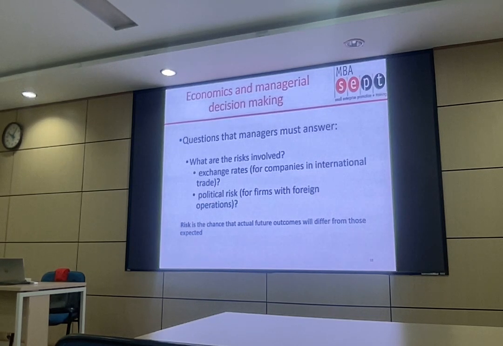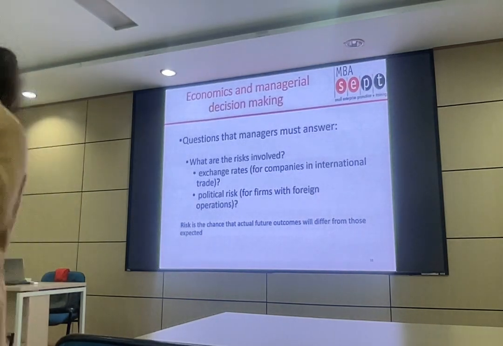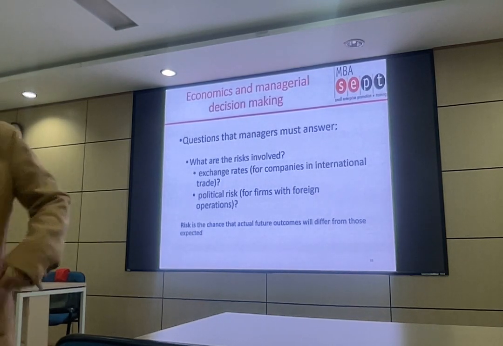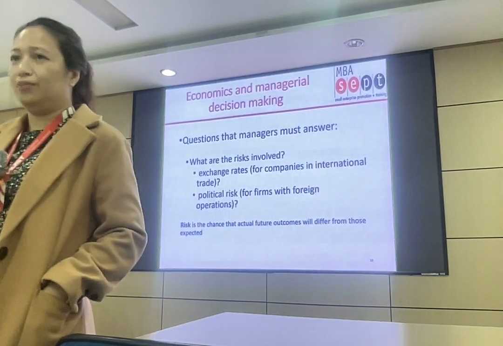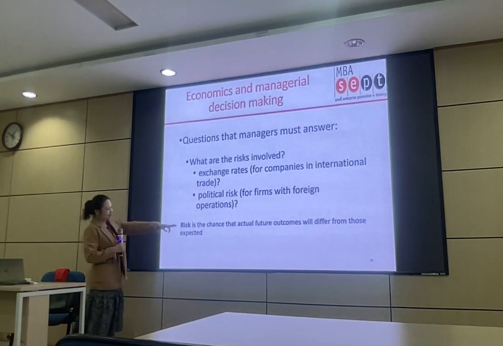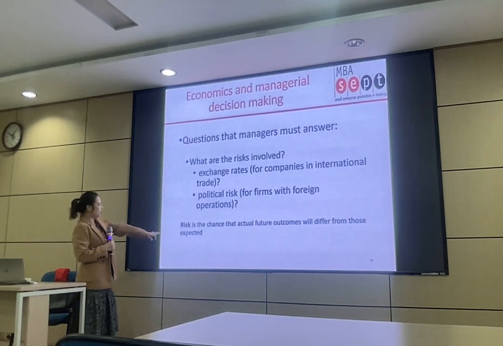And for your company, about renewable energy or the traveling company, you already know about the situation that happened. So you have already prepared for that. And then even with the change, I think that the leverage levels of fluctuation are still in your plan. So it will still help your company keep its goals of profit and revenue. That's some risk: the chance that actual future outcomes will differ from those expected.